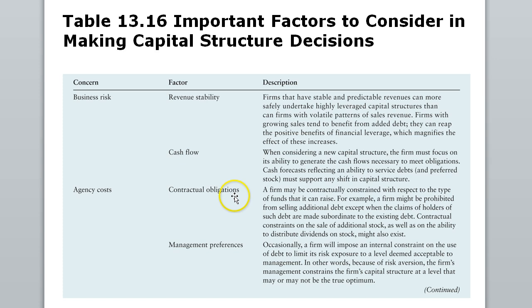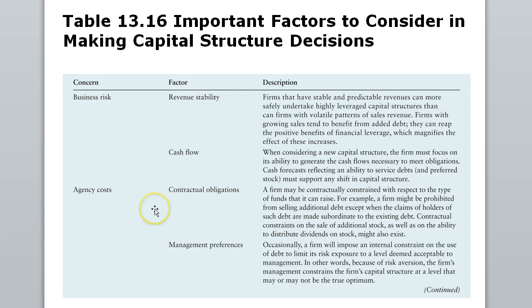Okay, so let's look at the important factors to consider when making capital structure decisions. Well, one is revenue stability. How stable is the revenue? Utilities that have a very stable base of repetitive revenue can have very high debt levels because the revenue is so stable and guaranteed. Other industries, like a movie studio, have revenue that is not as stable. And cash flow, how stable is your cash flow? Again, a utility will have much more stable cash flow than a seasonal business.